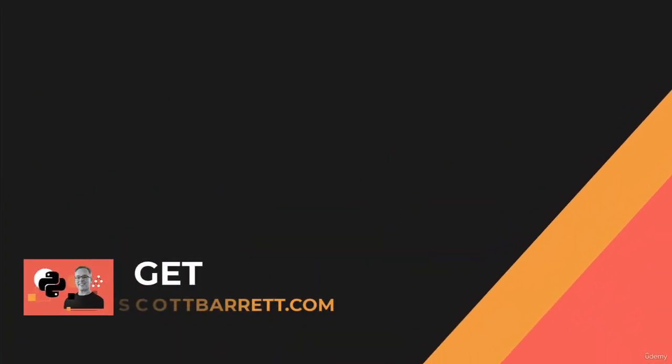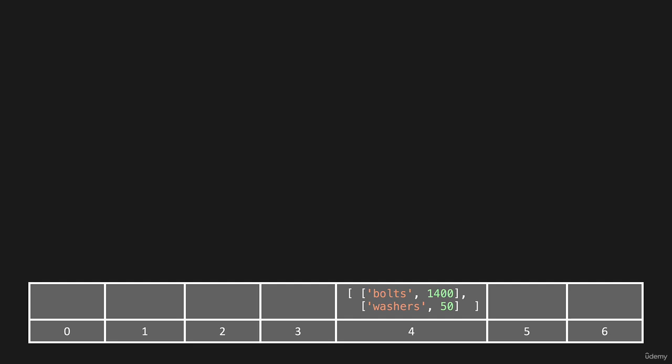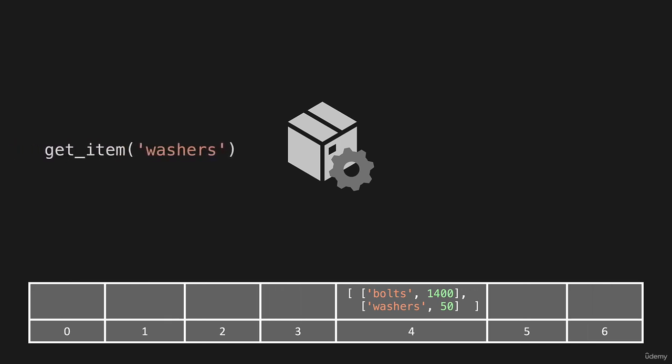Now let's do our get method. Let's bring up our address space, and we'll have a couple of key value pairs in there, bolts and washers. And then we'll bring in our hash method like that. And we'll say get item washers. So we'll run this through the hash. That gives us an address of 4.